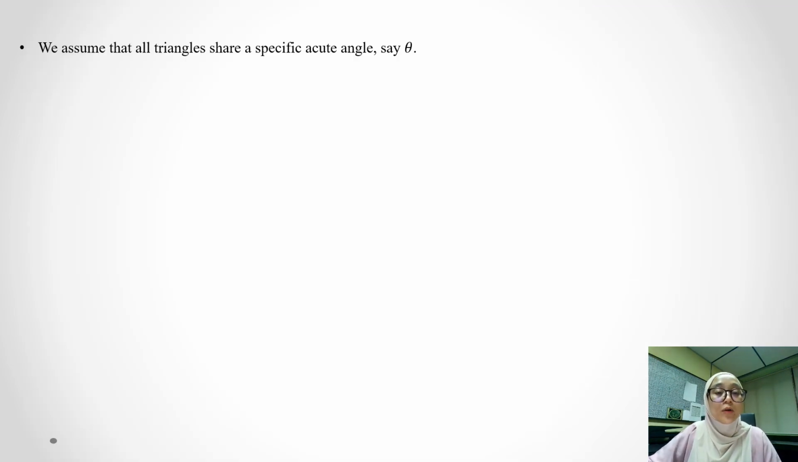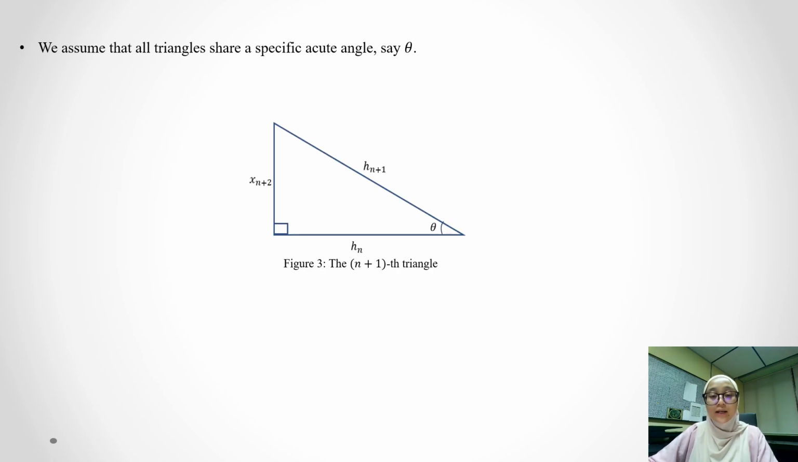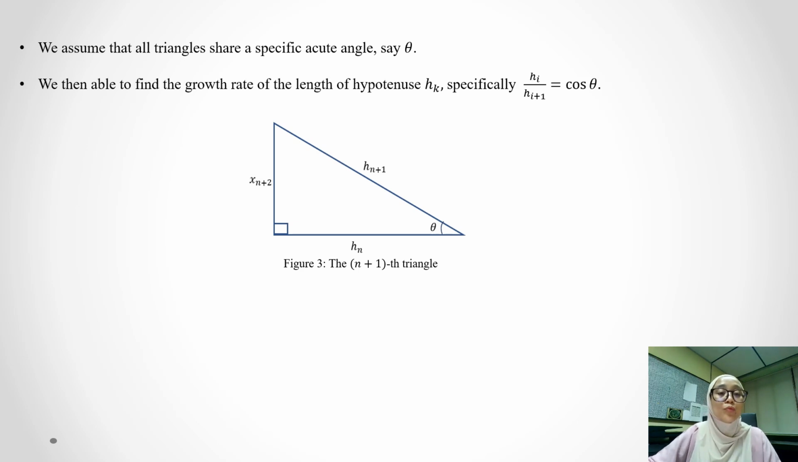In this slide, we are going to present a special case of the previous theorem, where all triangles have a specific acute angle, say theta. Refer to this figure. For the (n+1)th right triangle, theta is the angle between Hn and Hn+1. And then we are going to find the growth rate of the length of the hypotenuse Hk. Specifically, the ratio of Hi over Hi+1 is equal to cos theta.